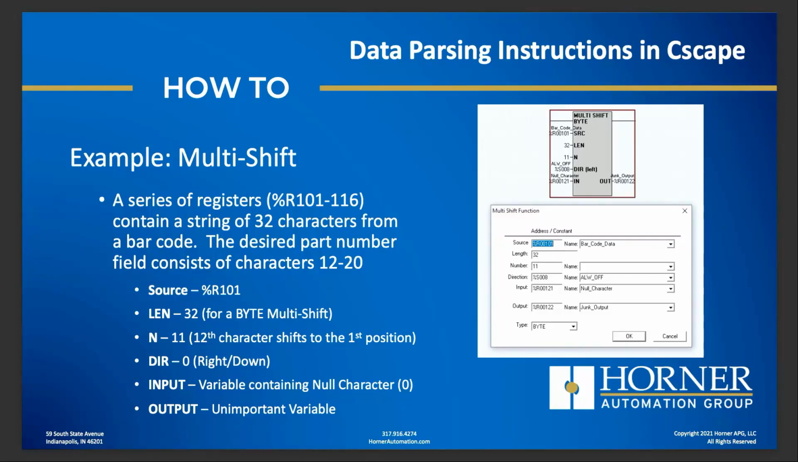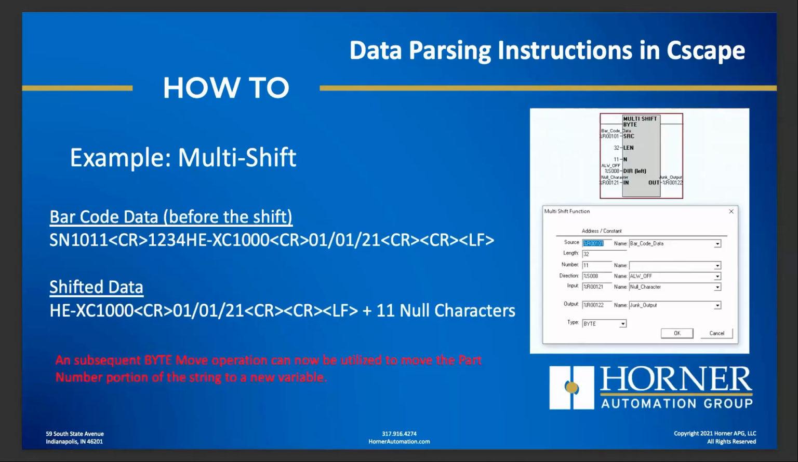On the input side, because I'm dealing with characters, I'm going to shift in zeros at all the positions I'm shifting into. And on the output, I'm just assigning a junk variable to it because I really don't care about the output of this instruction. Okay, so that's my multi-shift. Let's take a continued look at this example.